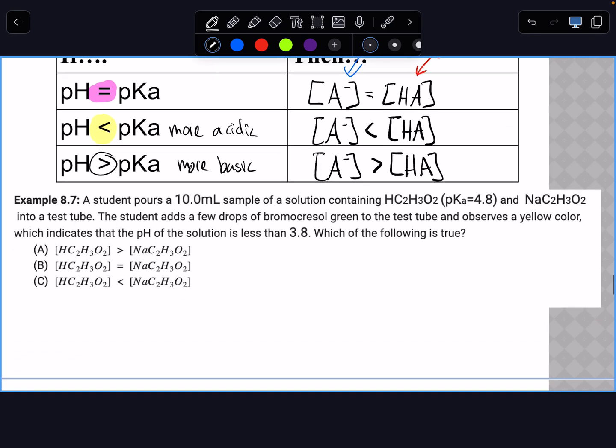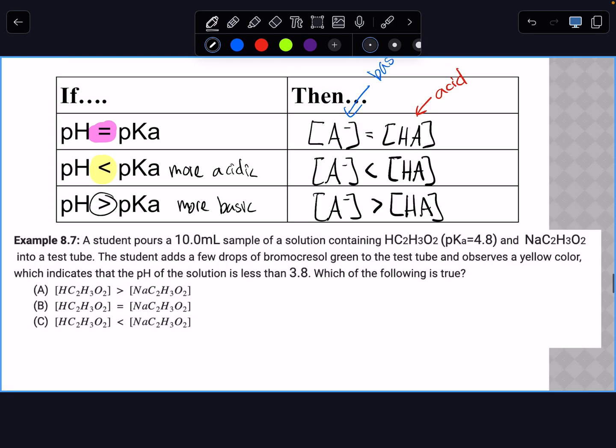So this is an example from an AP test on applying this concept. Once again, there's the concept, and here's how it would look on the AP test. It says, a student pours a 10 milliliter sample of a solution containing H2C2H3O2, and it gives us a pKa value. As I'm reading this question, I would say, okay, this is a weak acid.